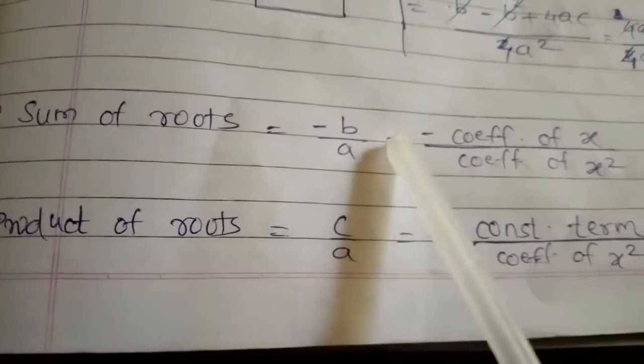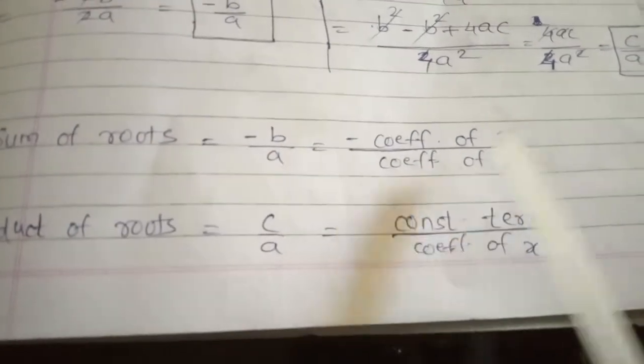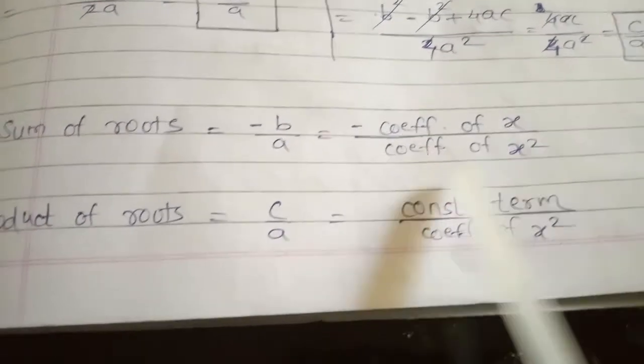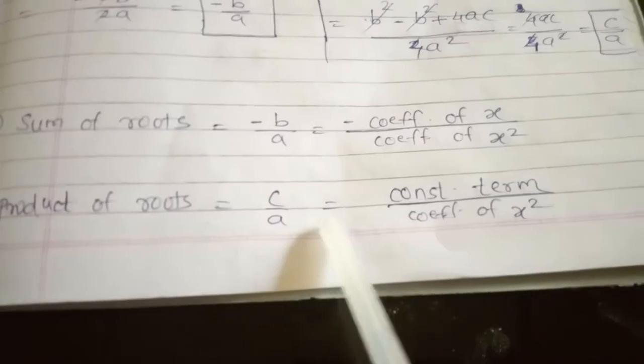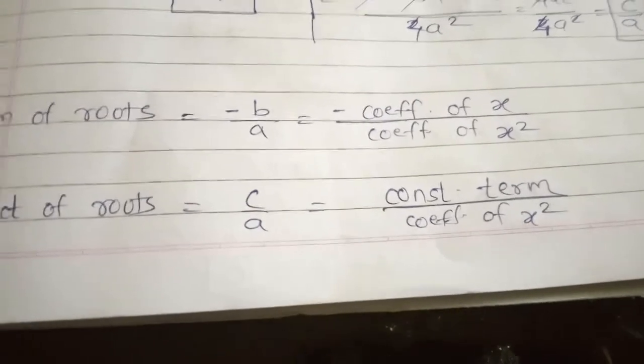So see the formula again: the sum of the roots is equal to minus b upon a, that is minus coefficient of x upon coefficient of x square, and the product of the roots, that is c upon a, is equal to the constant term upon the coefficient of x square.